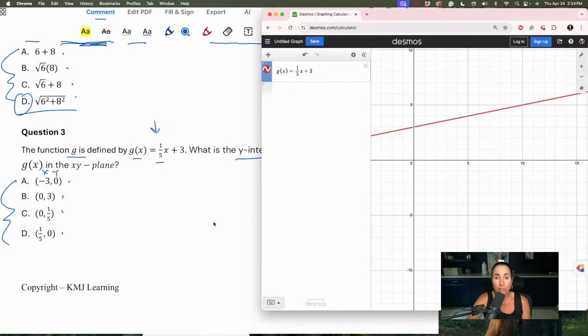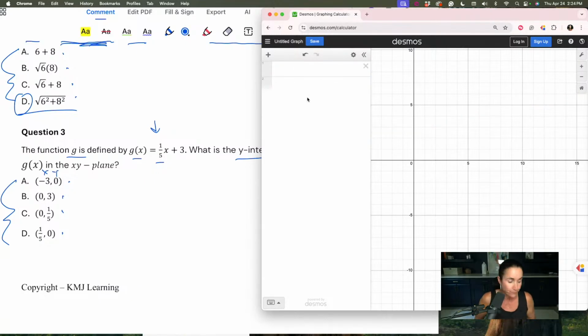As soon as I'm doing this, I'm putting it into Desmos, which I already did. I pre-did this. Let me do it with you just in case. Just so you know, if you're new, you get this calculator on the SAT.